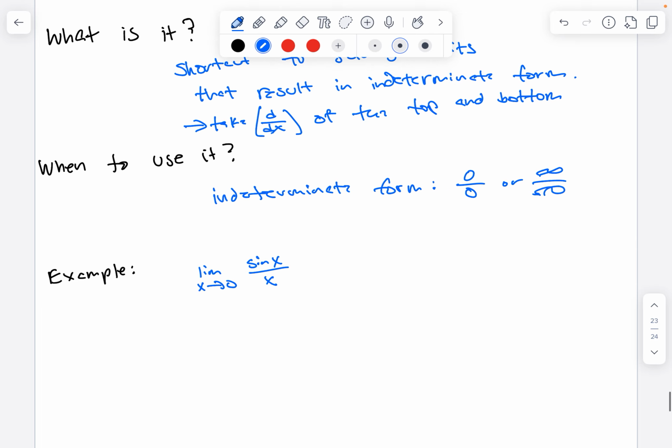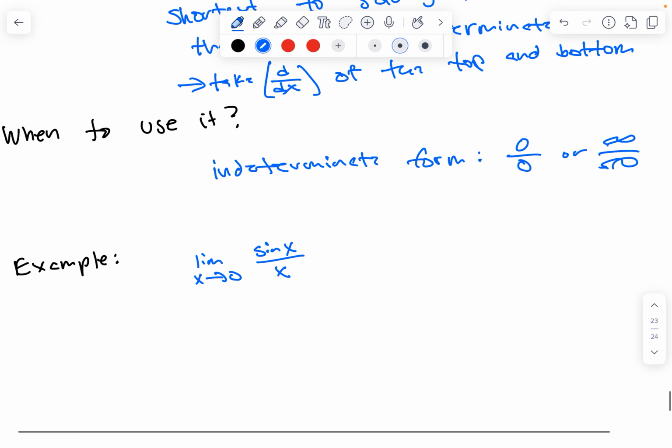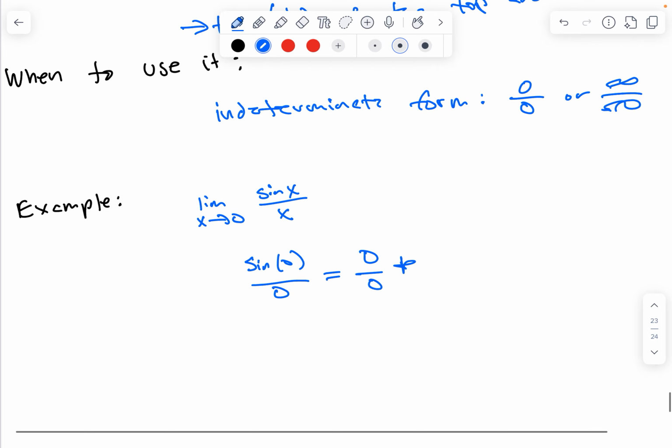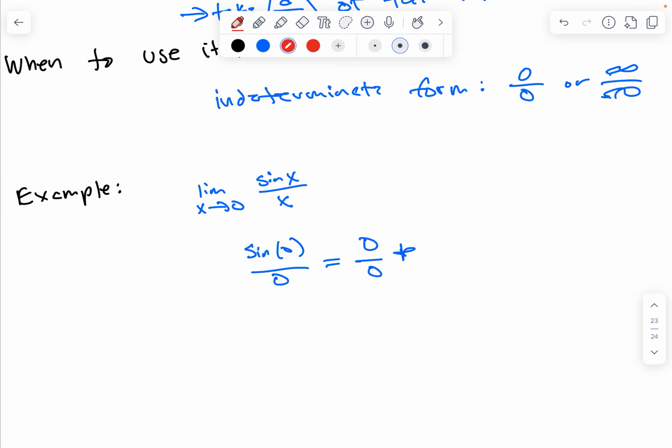So first thing we just want to do is we want to try solving this as normal. So we plug in 0 for x. So we get sine of 0 over 0, which is just 0 over 0, which is indeterminate, right? Because we cannot divide by 0. The answer isn't 0. It's indeterminate. So now that we have determined it is indeterminate, right? We use L'Hopital's rule.